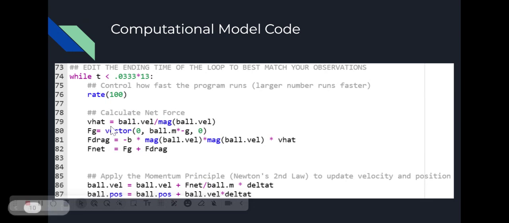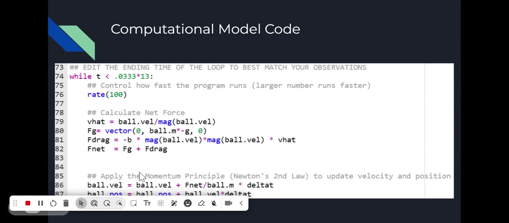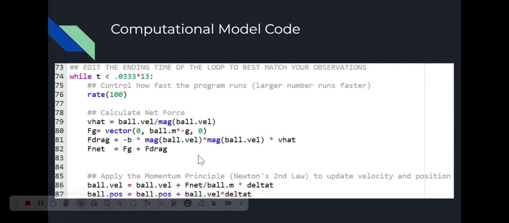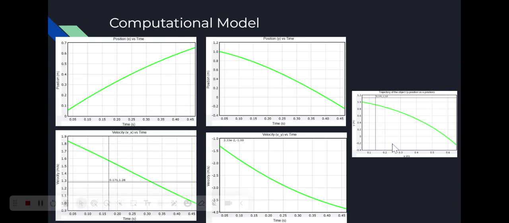v hat is equal to ball.velocity divided by the magnitude of velocity. And then we put the force of gravity vector as stated earlier, and update the drag using the formula derived earlier. And then F net is equal to the force of gravity plus the drag force. And then we updated the ball's velocity and the ball's position using the formulas stated earlier.